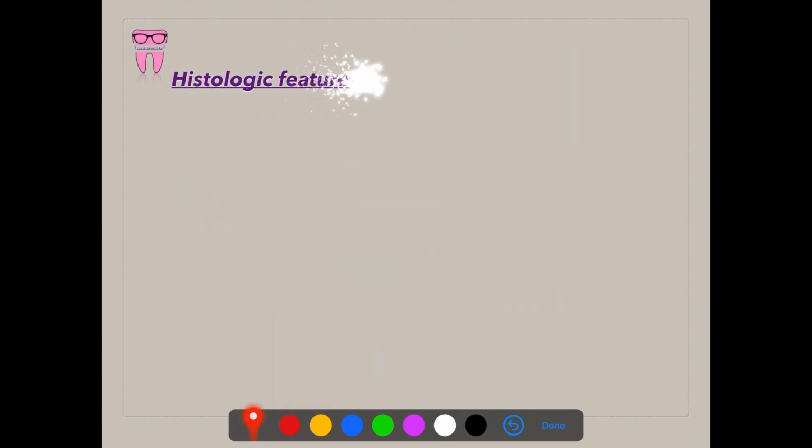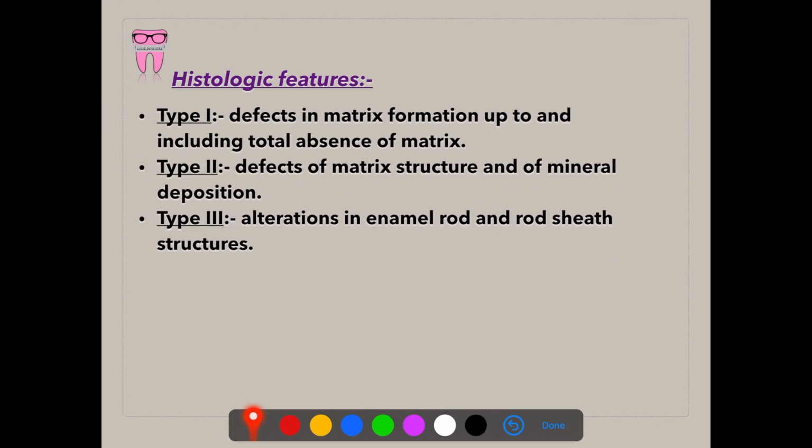Now, coming to the histological features of amelogenesis imperfecta based on the different types. In the first type, the hypoplastic type, you see defects in matrix formation. The defects could extend to a point that there is complete absence of matrix. This is how type 1 appears under the microscope. Coming to type 2, you see defects of matrix structure and of mineral deposition. This is where the abnormal enamel matrix is laid down. You would see defects in the matrix structure or enamel matrix.